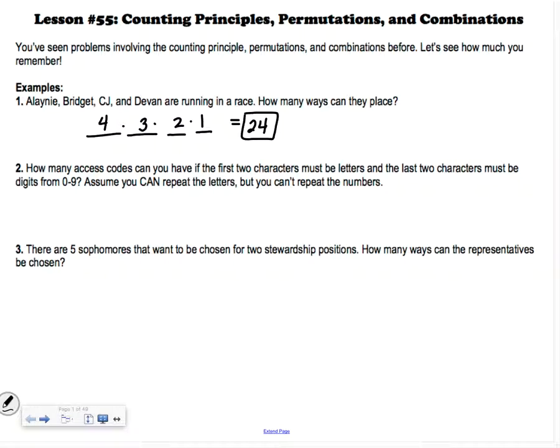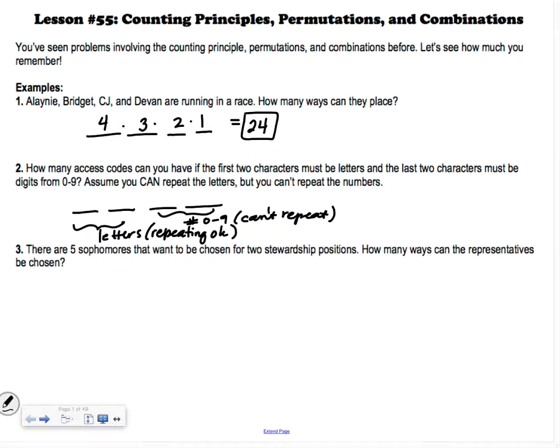So how many access codes can you have if the first 2 characters have to be letters and the last 2 characters must be digits from 0 to 9? Assume you are allowed to repeat the letters, but you can't repeat the numbers. So the first ones are letters. There are 26 letters in the alphabet, and you can repeat. And then there are 2 numbers, 0 through 9, but you can't repeat.